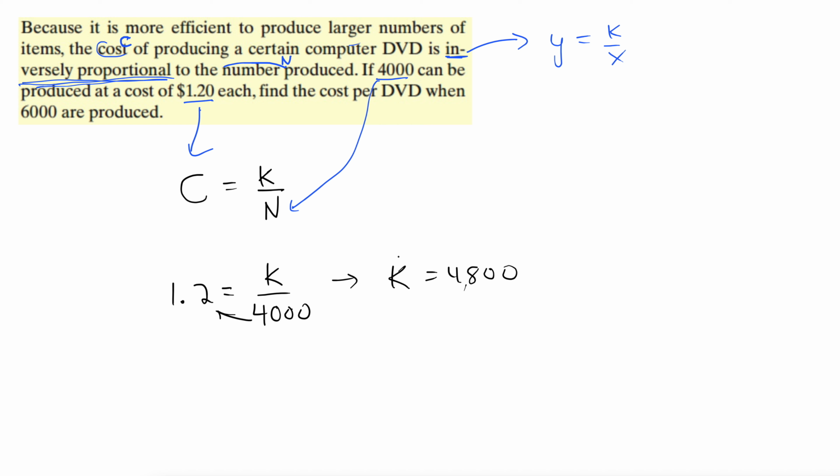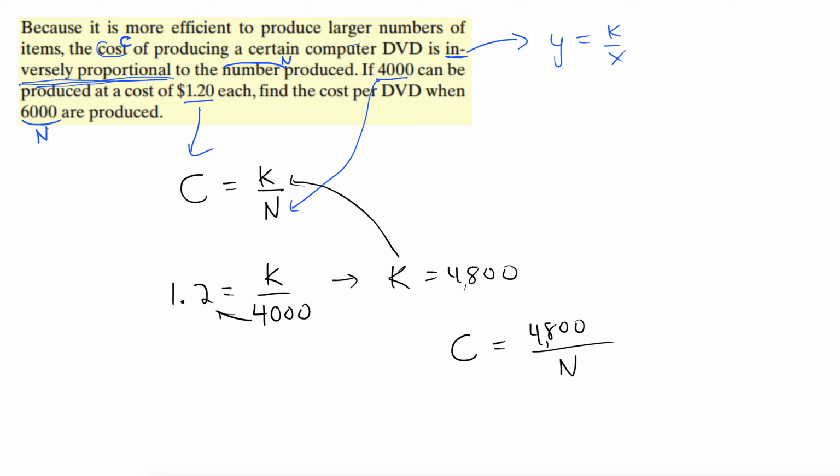This k gets plugged back in, and we get a new equation: cost equals 4,800 over n. Then we use that equation to predict the value that they're asking us to predict. It says find the cost per DVD when 6,000 are produced. So now we're bumping the number produced up to 6,000. What will happen to the cost? Well, it's inversely proportional, so as the number produced goes up, the cost per DVD is going to go down.